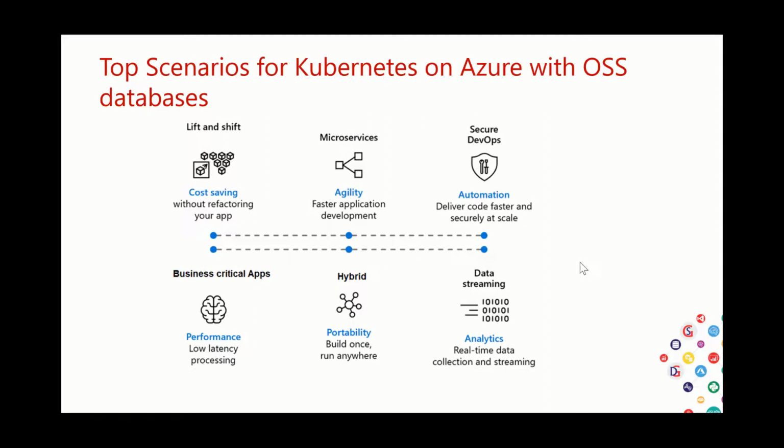Here are some of the top scenarios for using Kubernetes on Azure with open source databases. The first is lift and shift. It makes it easy to lift and shift any of your Kubernetes applications running on other platforms onto Azure easily. It also gives you the cost optimization that you need by reducing the development overhead.